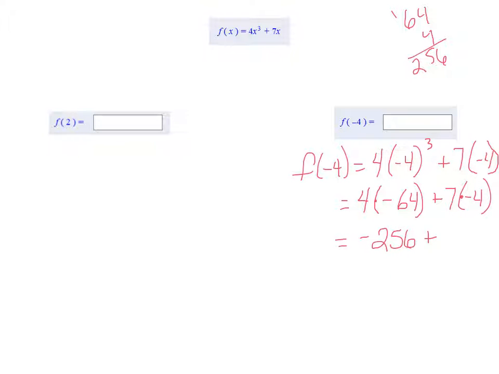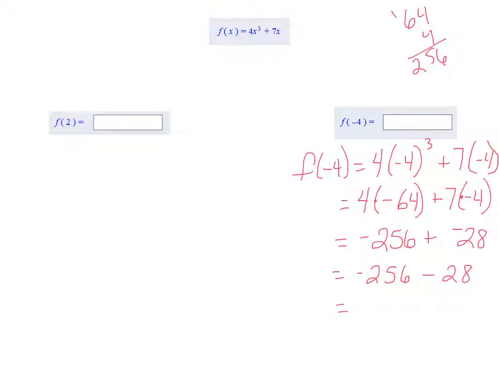Plus, and then I have to multiply 7 times negative 4. Oh, that's a negative 28. Remember that we don't really do plus a negative anymore. That's really going to be the same thing as subtraction. Make sure you don't write 2 signs in a row. The software always counts that wrong.